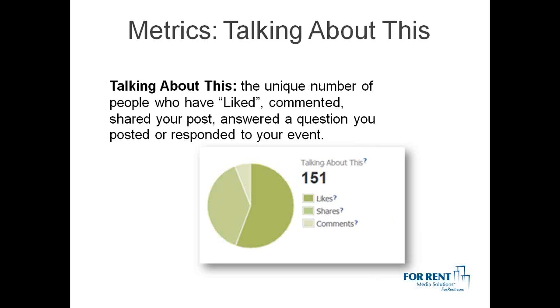The next metric is the "talking about this" metric, which refers to the unique number of people who have liked, commented, shared your post, answered a question that you posted, or responded to your event. So there are about 5 different ways that people can talk about your content. For the most part, you're going to stay within the 3 top ways: your content can be liked, commented, or shared.